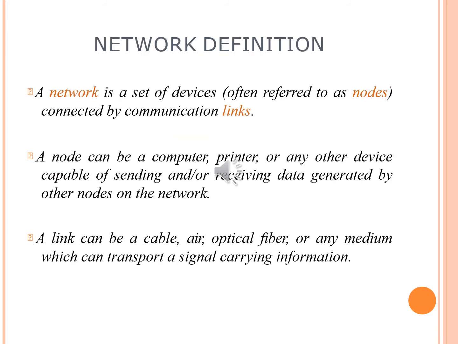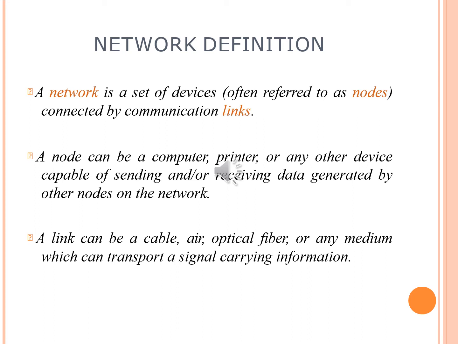In simple words, a network is a set of devices, often referred to as nodes, connected by communication links. It means that we can establish the network if somewhere we have some connectivity. Connectivity in the sense that we are able to transmit the data. Suppose we have some physical connection, some wired connection, or some logical connection.